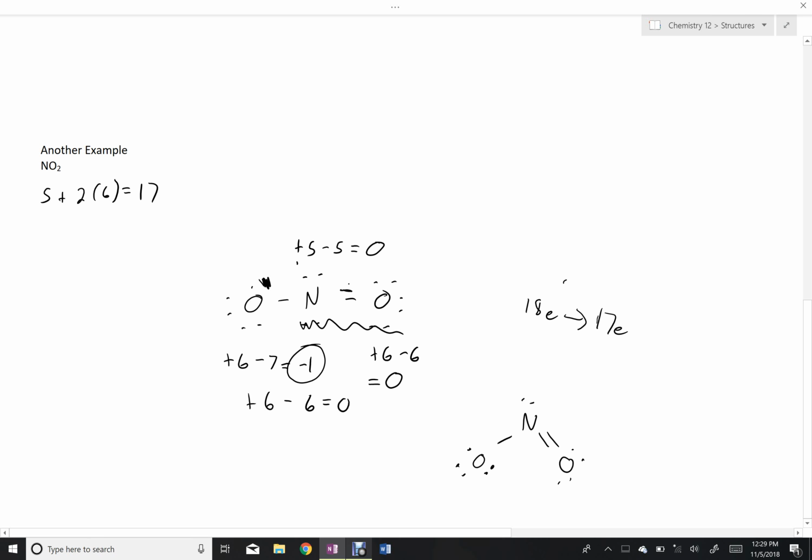So formal charge is just another tool that we're going to use when comparing options for Lewis structures to figure out how an atom will actually bond.